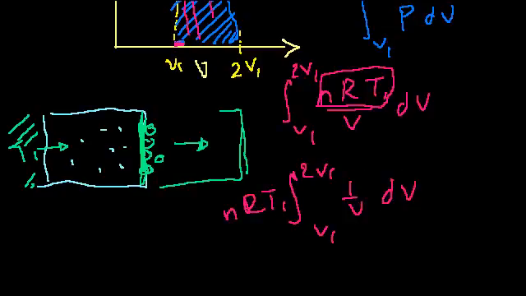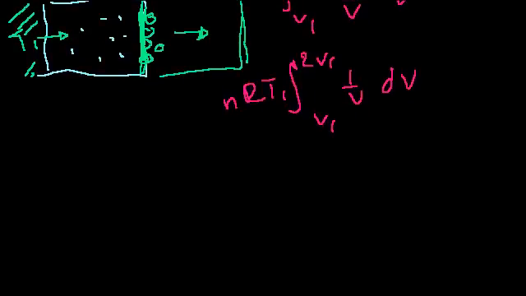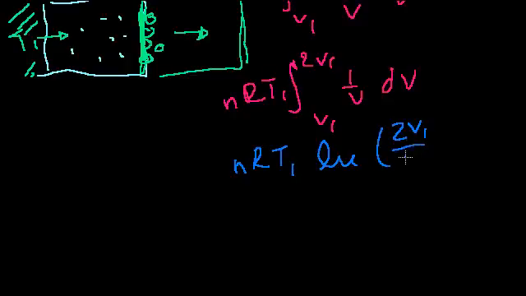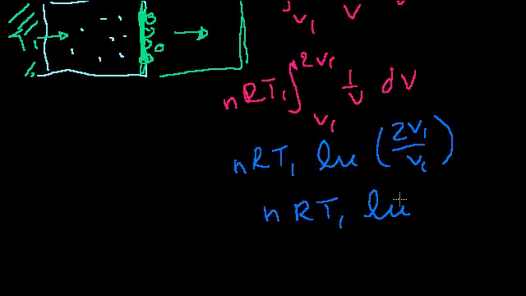I've done this integral multiple times. So I'll skip a couple of steps here because I've done it in several videos already. The antiderivative of 1 over v is the natural log. Take the natural log of 2v1 minus the natural log of v1, which is equal to the natural log of 2v1 over v1, which is just nRT1 times the natural log of 2. Interesting.